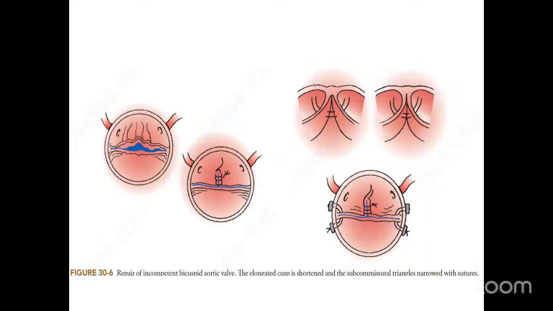Here, as you can see, the raphe of the bicuspid aortic valve is repaired in the middle by doing a resection and then repairing the triangular cut or repair of the valve, the leaflet.